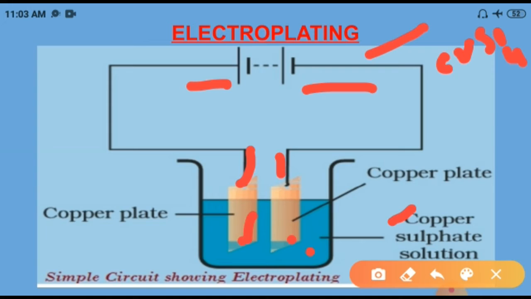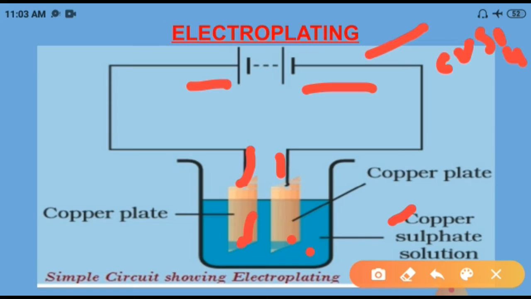So what do you observe here? Allow the current to pass, and then remove the electrodes. The current passes through the plates. After some time, a coating will be observed on the copper plates, and we will see the plate's color change. So this is known as electroplating.